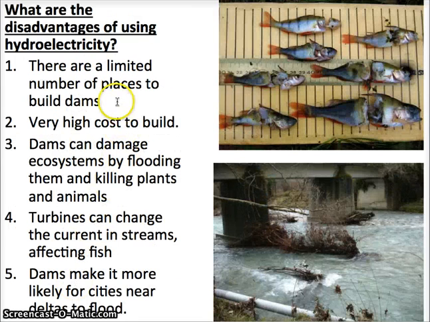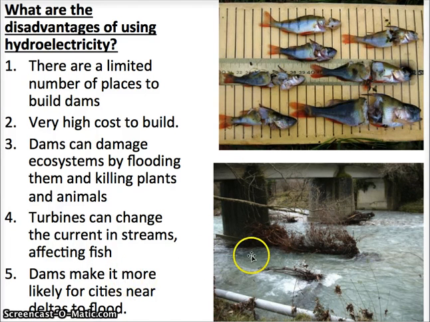Some of the disadvantages of using hydroelectricity is that there's a limited number of places to build dams. So there's only so many rivers and streams you can build dams for, right? Second, very high cost to build, very expensive. Dams can damage ecosystems by flooding them and killing the plants and animals. Turbines can change the current in streams and affect fish. And this is just a picture from a website that talked about how turbines and dams have been affecting fish.